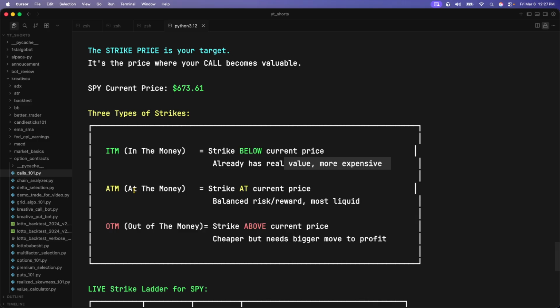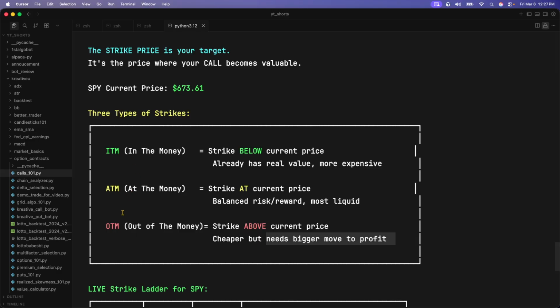We have ATM, at the money. This is the strike at the current price, balance risk reward. These are the most liquid, right? Then we have OTM. This is the strike above the current price. This is cheaper. We need bigger moves in order to profit. So when you hear ITM, you're thinking of, okay, somebody's purchasing an option contract that is below the current price. All right, bet. So I got what ITM is.